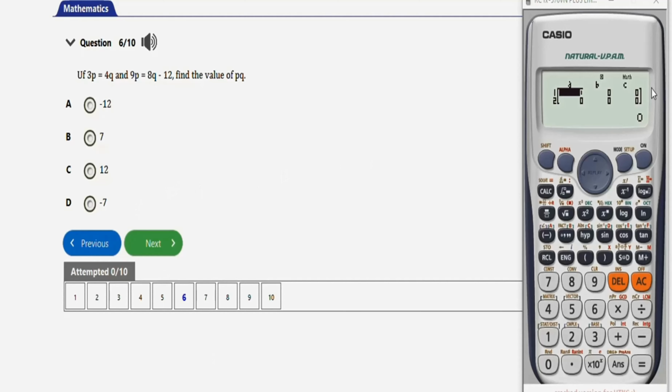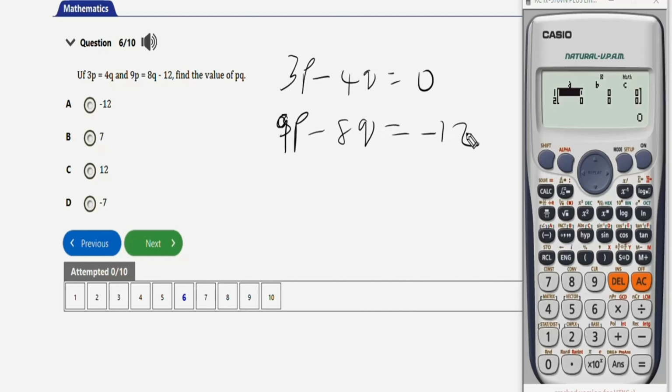So for this one, let me explain something. You have to rearrange this equation. So the first equation will be 3p minus 4q equals 0. Then the second equation will be 9p minus 8q equals minus 12. So this will be the equation. So now that we have this, let's solve this. Now our p represents x and our q represents y.